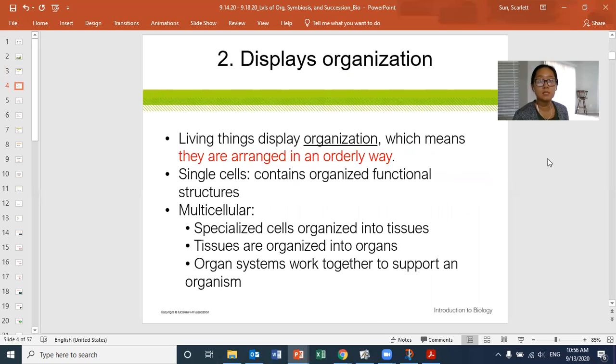The second one is displays organization. So if you look at the red one, it says living things display organization, which means they are arranged in an orderly way, right? You're not just a sack of random cells doing random things and staying alive, right? You have blood vessels, you have muscles, you have bones, you have organs like stomach, intestines, right? They are all arranged in an order of how they work and in separate areas of your body to make sure that you're staying organized.